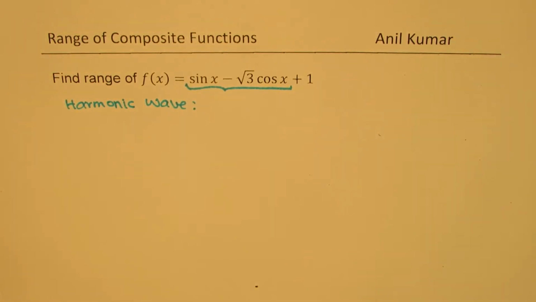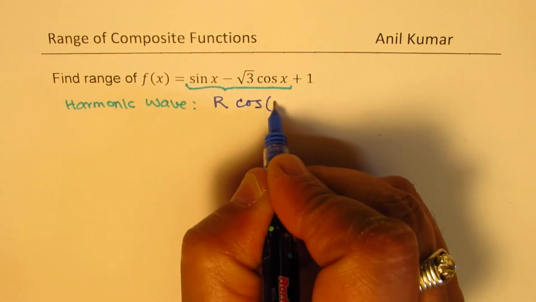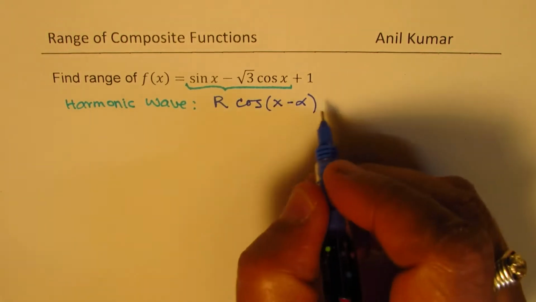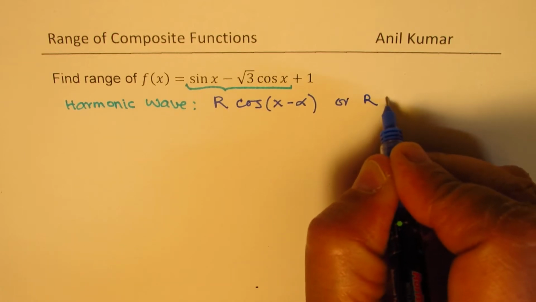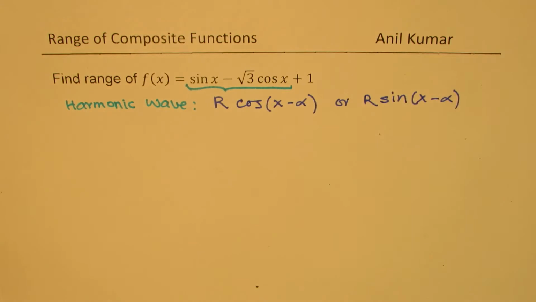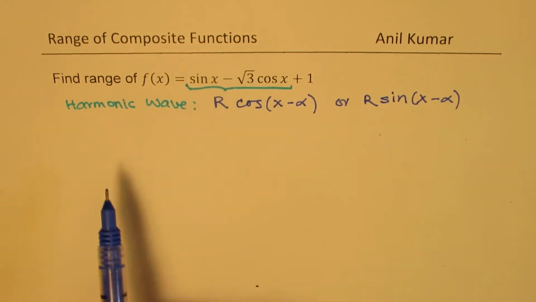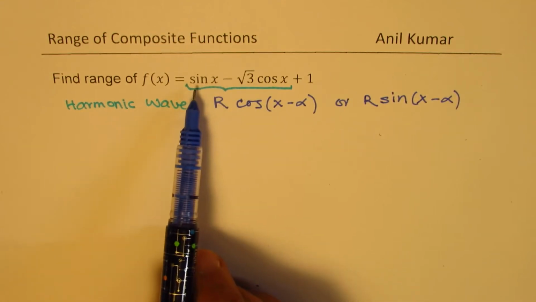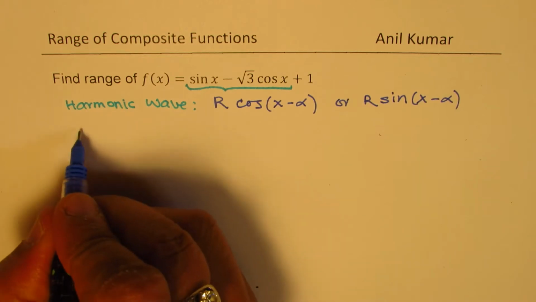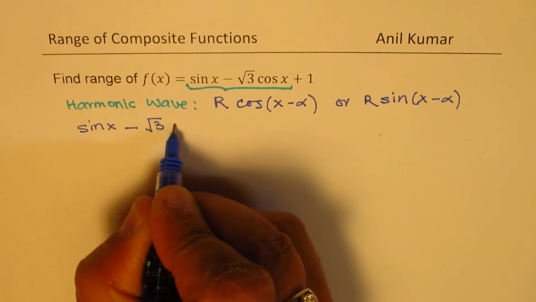So it is like r cos x minus alpha, or we could also write this as r sine x minus alpha, one and the same thing. Now we have here sine x minus square root 3 cos x. So we'll work on the trigonometric part first. So let's work with sine x minus square root 3 cos x.